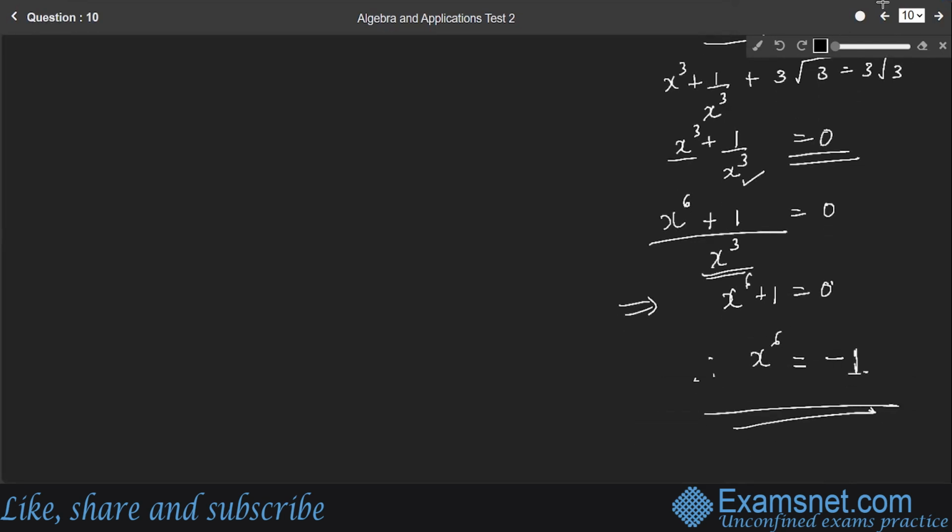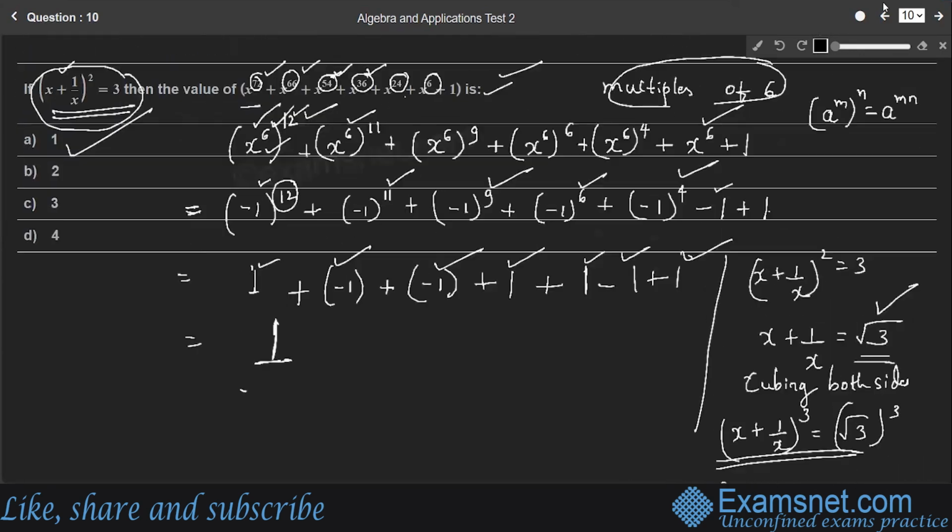So the numerator becomes x raised to 6 plus 1. So the numerator is equal to 0, right? Since we take x cube to the RHS part, it becomes 0. Therefore, x raised to 6 becomes minus 1, right? So substitute the value of x raised to 6 in the given expression. You will get 1 as the final answer, right? Option A is the right answer.